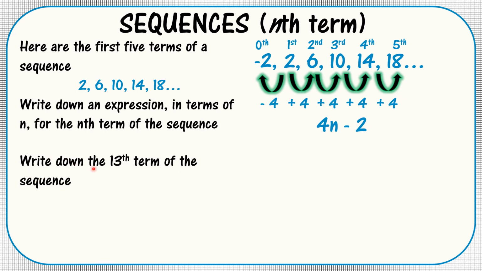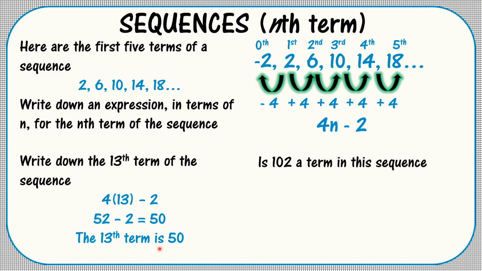So this is the nth term, or the general rule for this sequence. The next question: write down the 13th term of the sequence. You will replace this n with the number 13. 4 times 13 minus 2. So 4 times 13 is 52. 52 minus 2 equals 50. So we would say that the 13th term is 50.